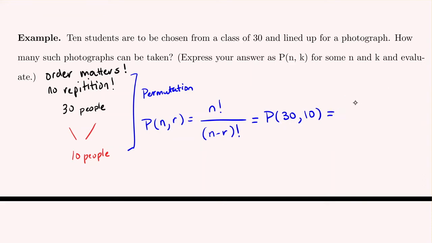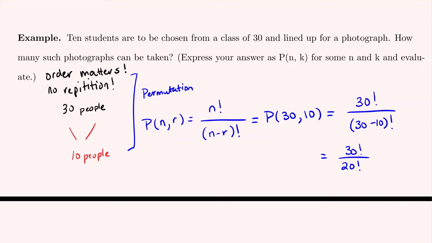So the formula says it should be the total number first, 30 factorial, over, now I do parentheses, 30 minus 10, close parentheses, must have the parentheses, factorial. Now 30 minus 10 is actually 20, so this is 30 factorial over 20 factorial. Now I could write out what 30 factorial is. I'm going to say it briefly. It would be 30 times 29 times 28 times 27 times 26 times 25 times 24 times all the way down until we get to finally times 2 times 1. 20 factorial would be 20 times 19 times 18 times 17 times 16, etc., all the way till we get to 2 times 1.